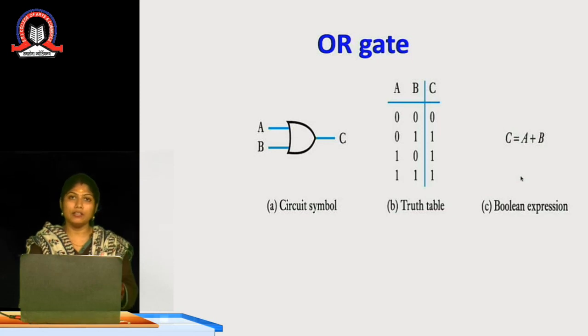So we should remember binary arithmetic addition. There are two inputs, so again 4 possible conditions: 0 0, 0 1, 1 0, 1 1. So 0 plus 0 is 0, 0 plus 1 is 1, 1 plus 0 is 1, and 1 plus 1 is 1. This is the binary rule, and the same rule is applicable to the OR gate. So this is the truth table, a verification table, this is the symbol, and these are the logical expressions. We should always remember the logical expression. The output is the addition when we are using the OR gate.